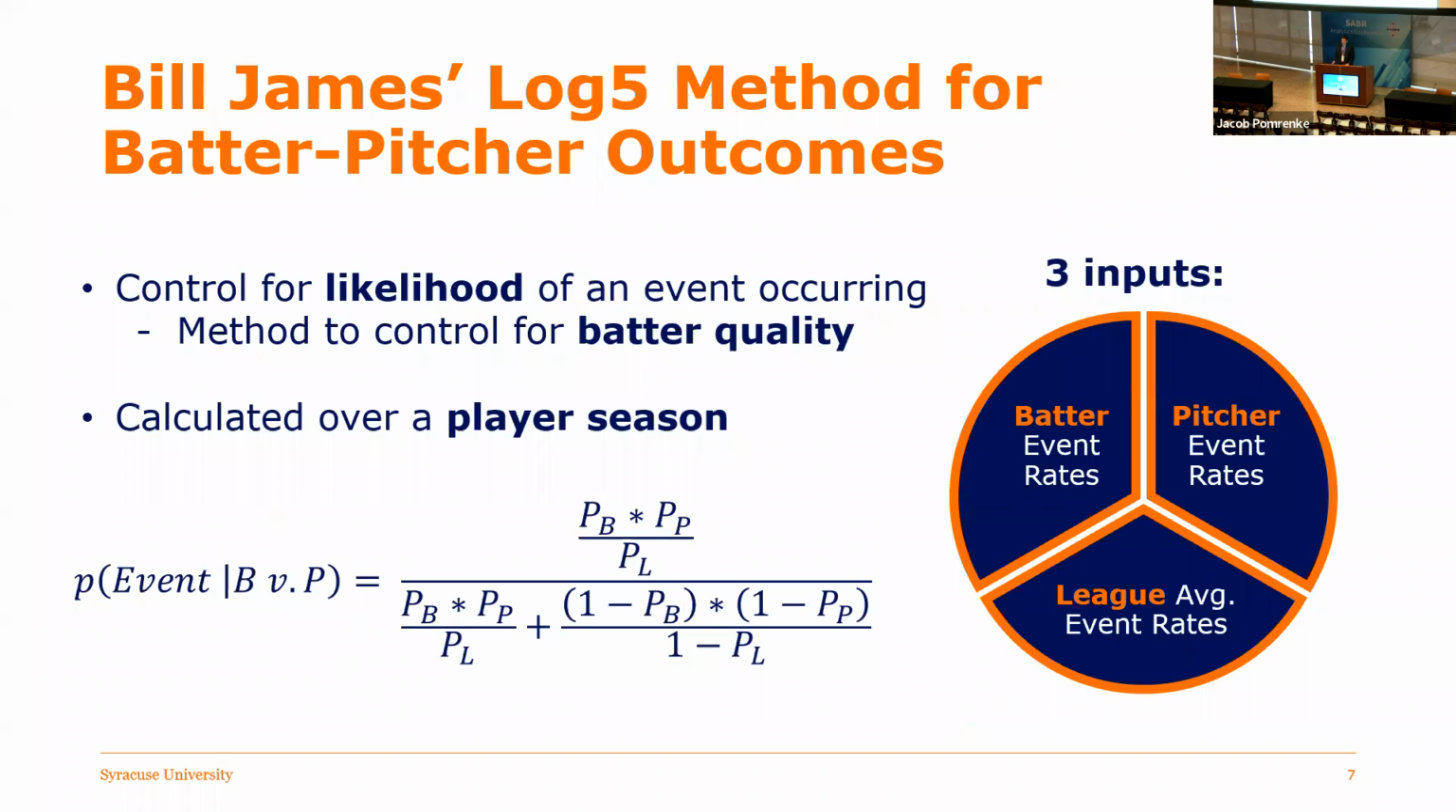So in calculating workload effect and how it influenced batter performance, it was very important to control for batter quality, because good players play more. So if it was uncontrolled for, it might be observed that more playing time leads to better performance. So I controlled for batter quality using the Bill James log 5 method for batter pitcher outcomes, which controls for the likelihood of an event occurring given 3 inputs: batter event rate, pitcher event rate, and league average event rate. And when plugged into the formula you see on your screen, it gives you the probability that that respective event will occur.